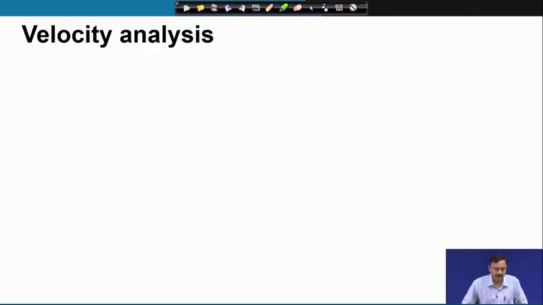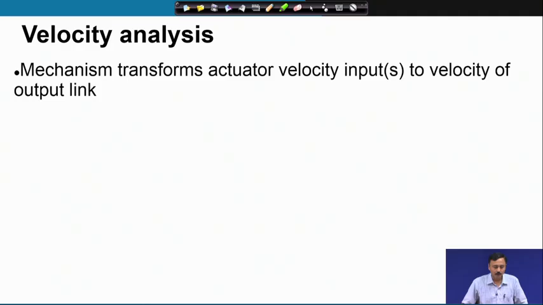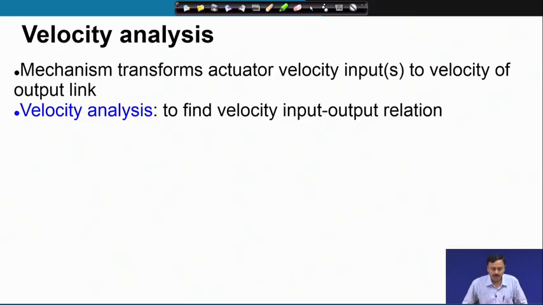So, what is the velocity analysis problem? As you know, a mechanism transforms actuator velocity inputs. There can be multiple actuators, and these actuators provide velocity inputs, which are transformed by the mechanism to the output link. So, the velocity analysis problem is to find out the velocity input-output relations.